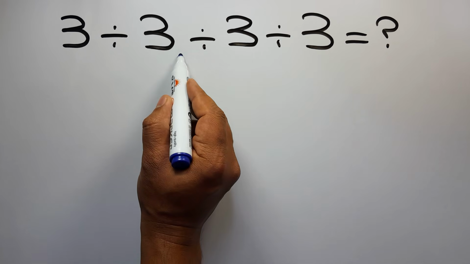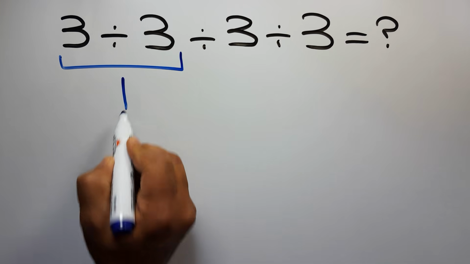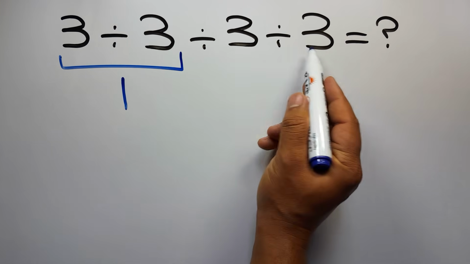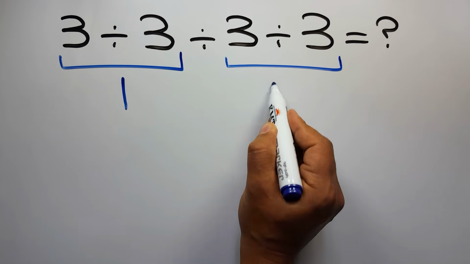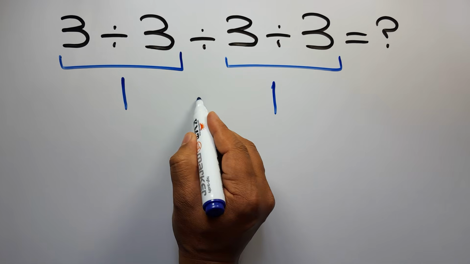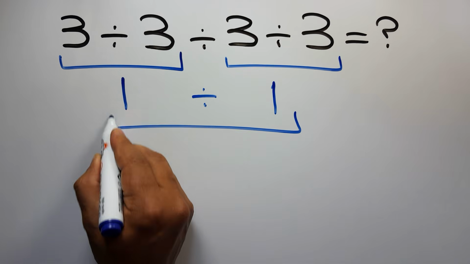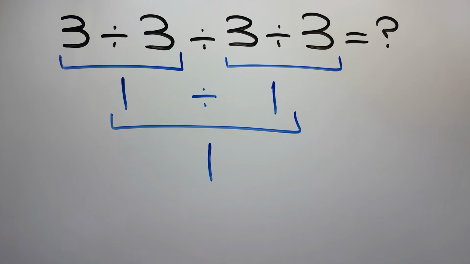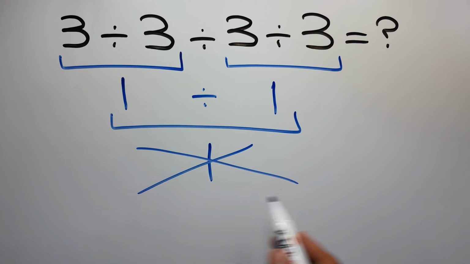3 divided by 3 equals 1. And again here we have 3 divided by 3. So 1 divided by 1 is just 1. But this answer is not correct.